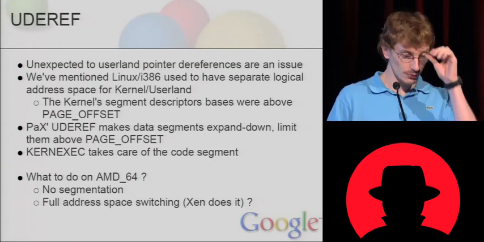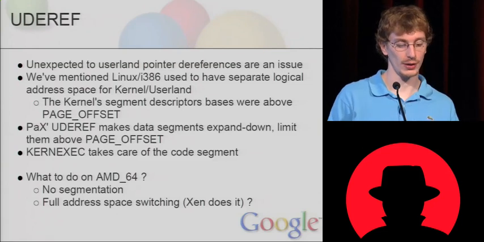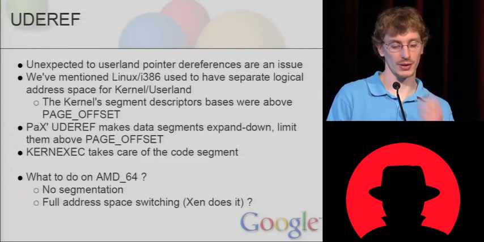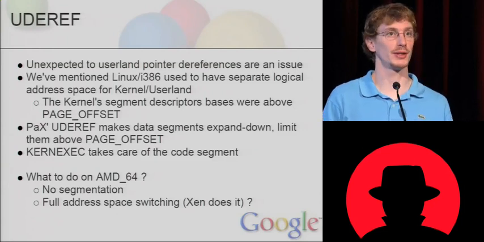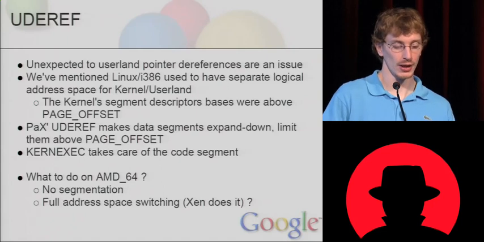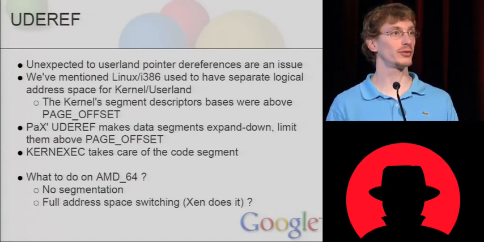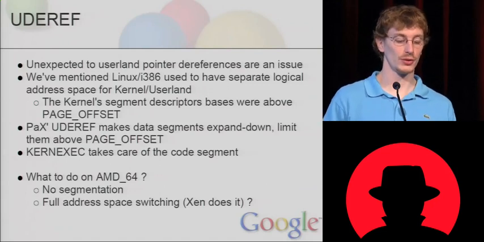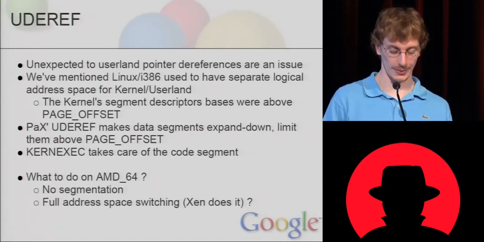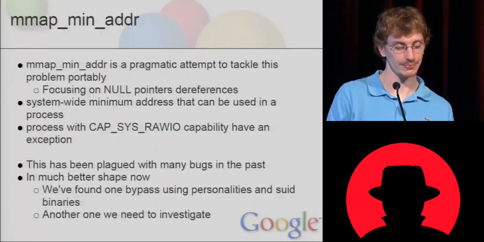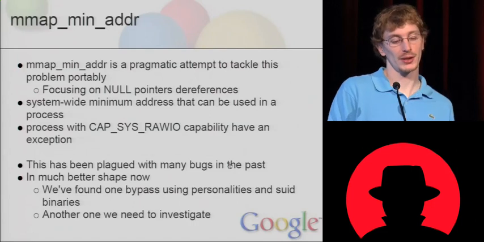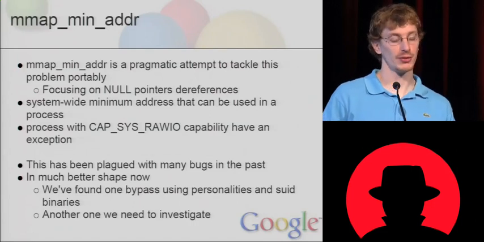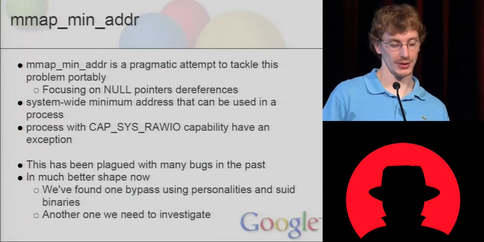It's just to make the kernel's data segment descriptor expand down and put its limit above user-land code. The problem is, what can you do on 64-bit systems, since for most of it, segmentation is not there anymore. You can always do full address space switching or other small tricks, but it's going to have some performance penalty. So mmap_min_addr was a pragmatic attempt by the Linux developers to tackle this problem in a portable manner.